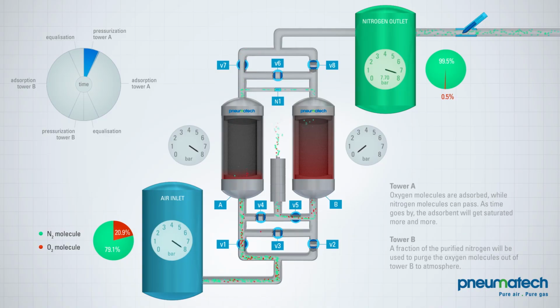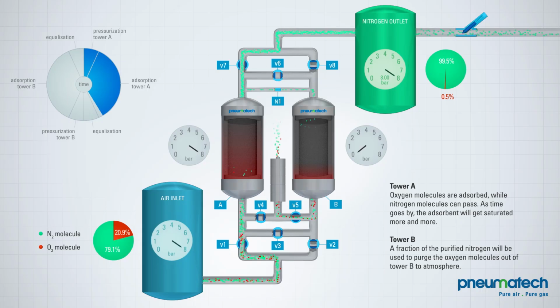When Tower A reaches its maximum working pressure, in this case 8 bar, only fresh air from the inlet vessel flows to the bottom of the tower. The oxygen molecules get absorbed while the nitrogen molecules pass to the top of the tower. As time goes by, the adsorbent gets saturated and no more oxygen molecules can get adsorbed. The increasing saturation of the adsorbent is visualized by the red color within the tower. When Tower A is saturated, Tower B needs to take over.